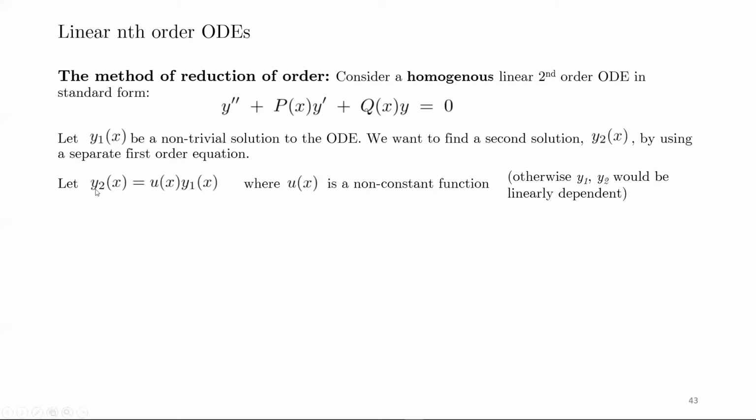Okay, so we're going to let y2, the extra solution we're trying to find, be the product of 2 functions. One function u of x, which we don't know, and one function y1, which somebody's given us. So we know y1. Somebody's given us that y1 is a solution, so we know it. We do not know what u is. We're trying to find it.